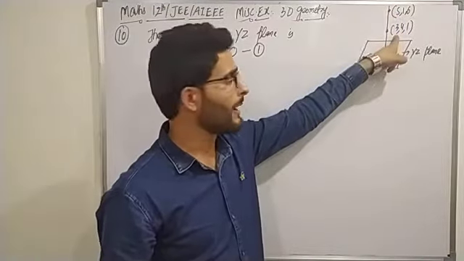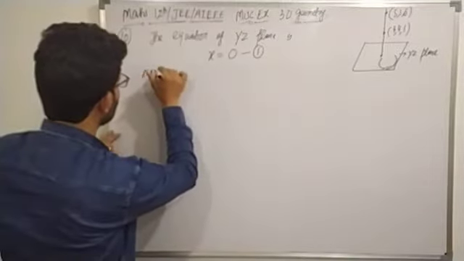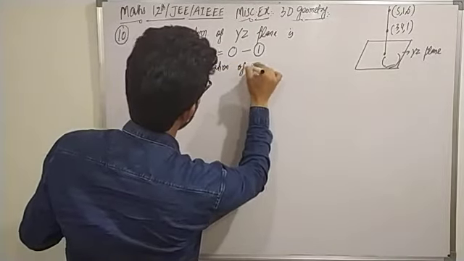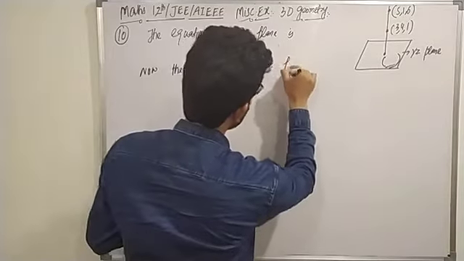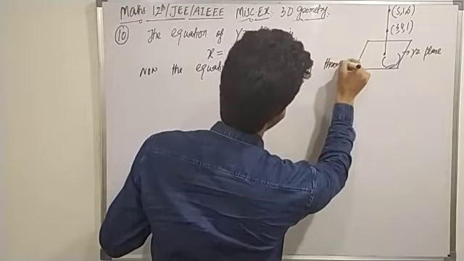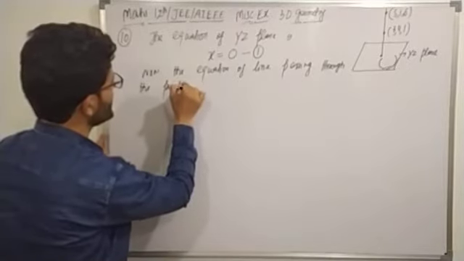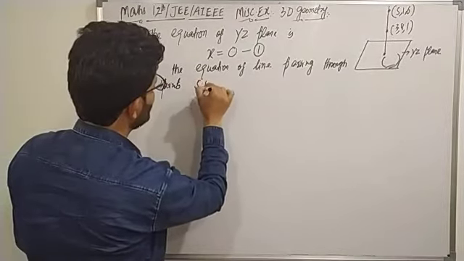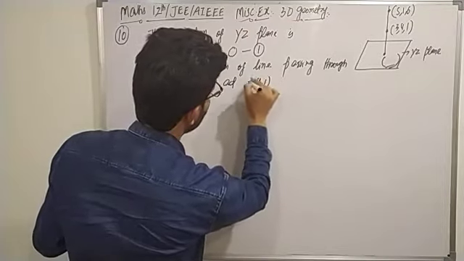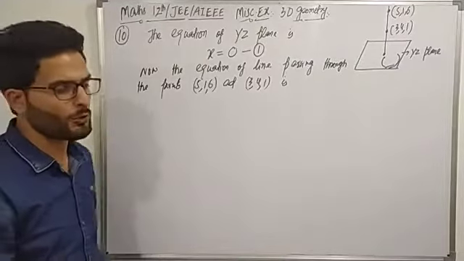Now we will find its equation by 2 point form. Now the equation of line passing through the points 5, 1, 6 and 3, 4, 1.